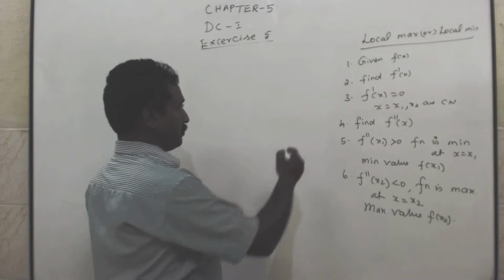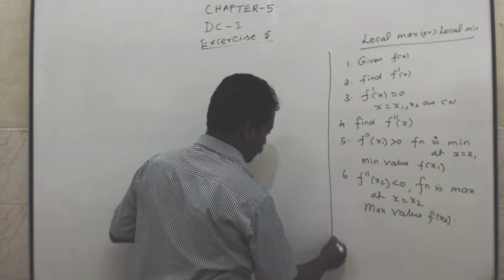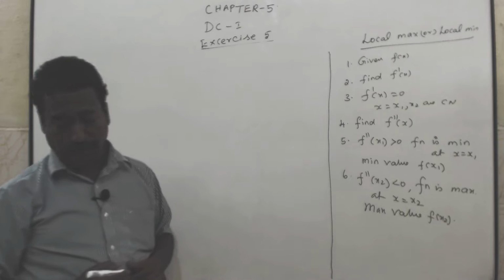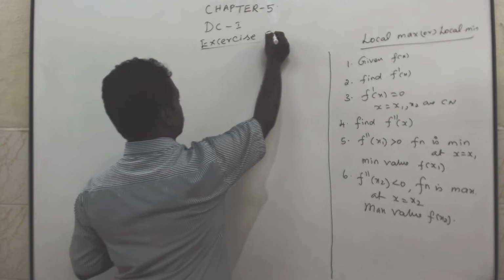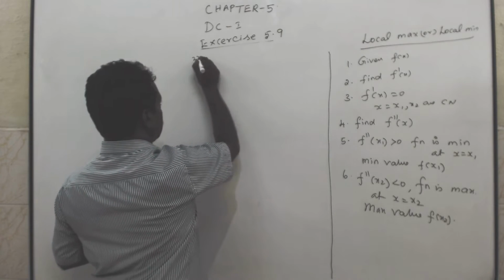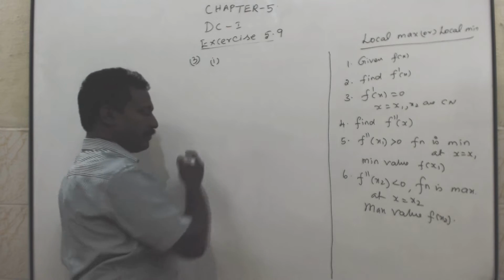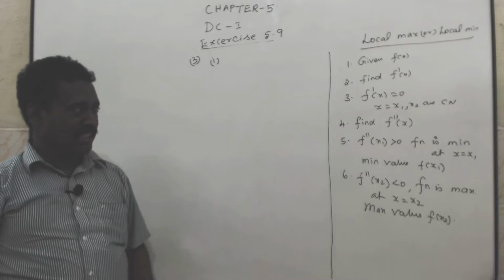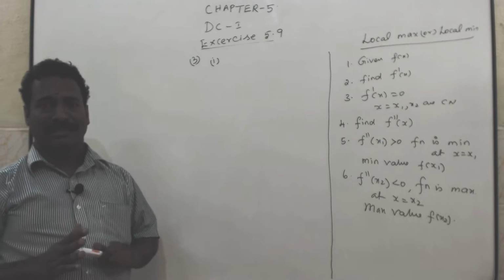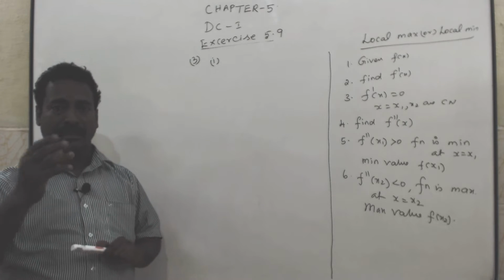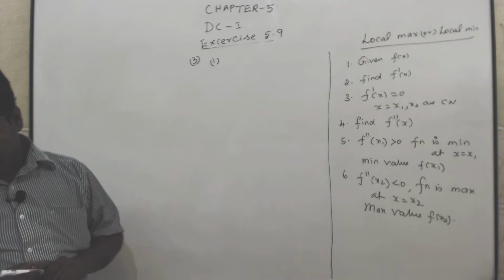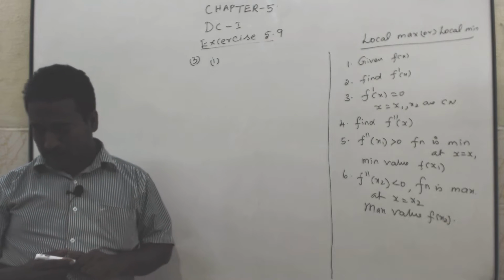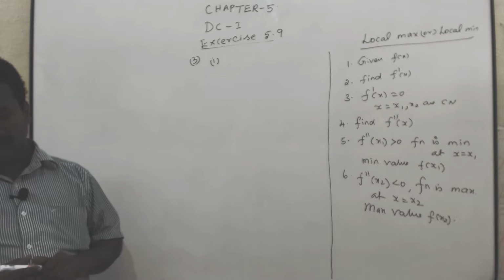The next, shall we go to exercise number 5.9, sum number 3, subdivision number 1. Once again, you have to go through the procedure. If you know the procedure, solving the problem is nothing. What is the first problem? I'll do sum number 1, 2 and 5. Remaining will try.